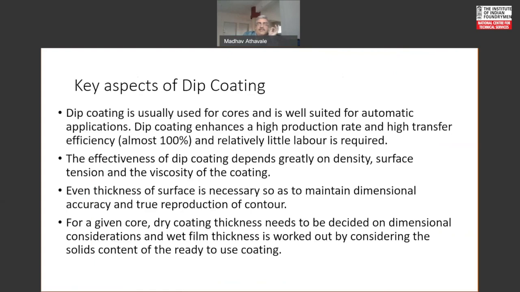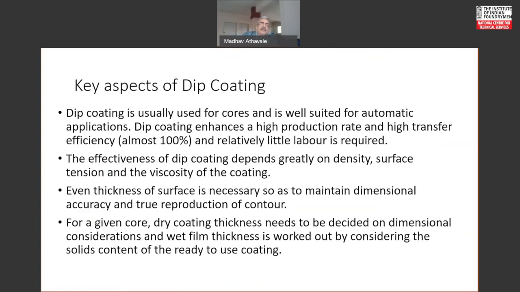Now, dry coating thickness needs to be decided for dimensional consideration, as I said, but it is difficult to measure dry coating thickness without disturbing the coating surface layer in the process. So wet film thickness is worked out by considering the solid contents of the ready to use coatings.